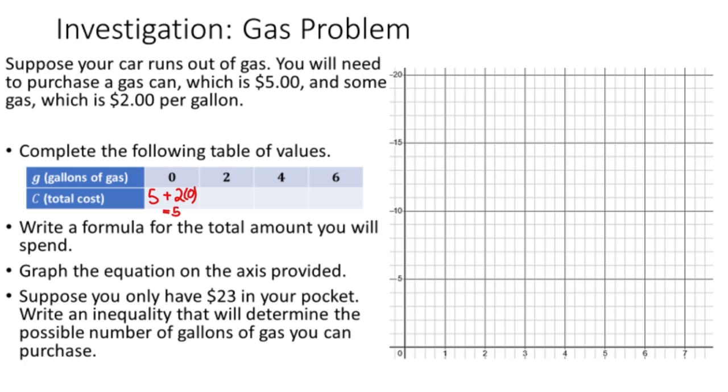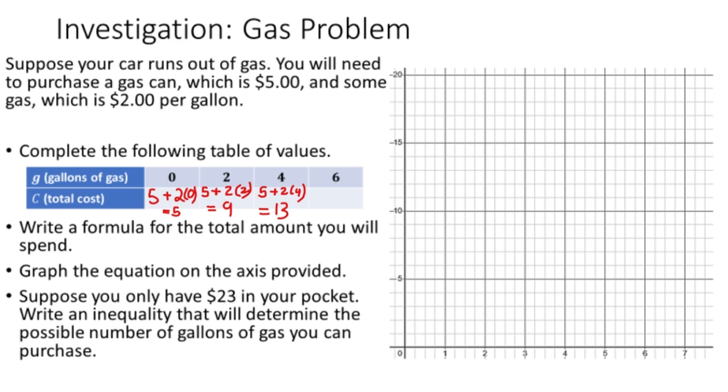Now, what if we decide to buy 2 gallons of gas? Well, again, we still have to pay $5 for the gas can, $2 for every gallon of gas, but we're buying 2 gallons, so we would have to multiply by 2. If we work out the arithmetic, you'd have to spend $9 for gas. What if we buy 4 gallons of gas? Well, just like in the previous two parts, we still have to pay $5 for the gas can, plus $2 for every gallon of gas, but here we're paying for 4 gallons. Work out the arithmetic, and we have to spend $13 for 4 gallons of gas.